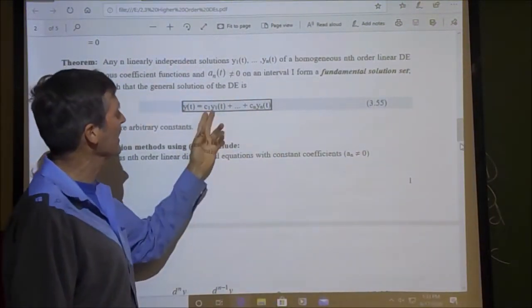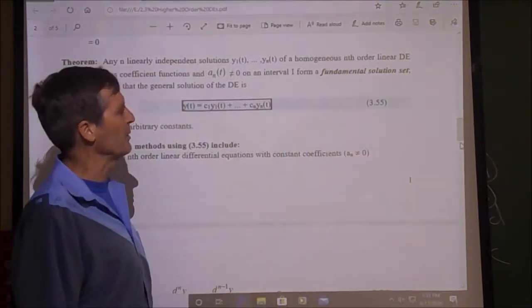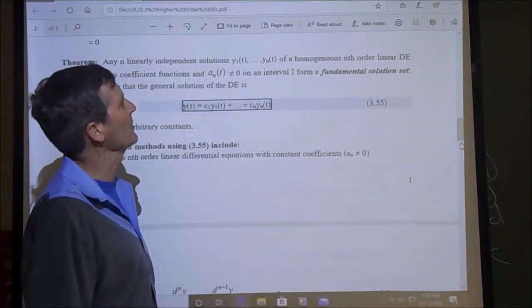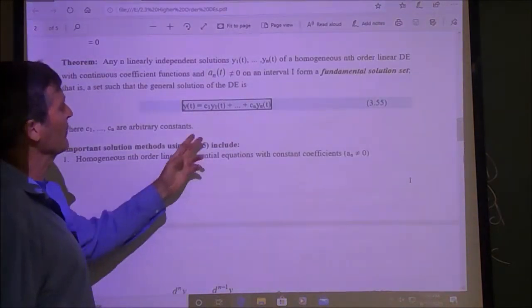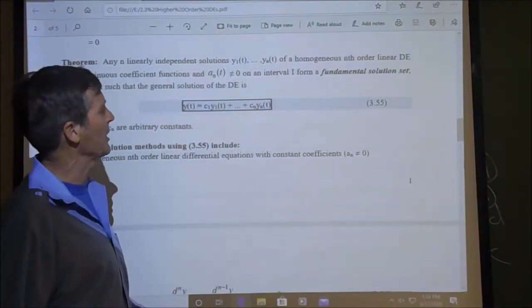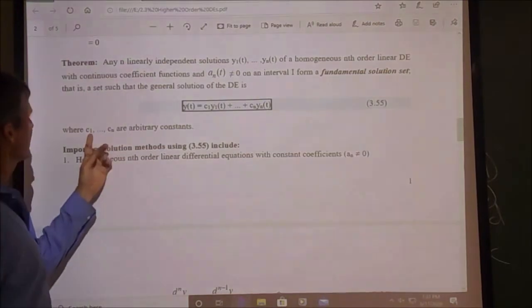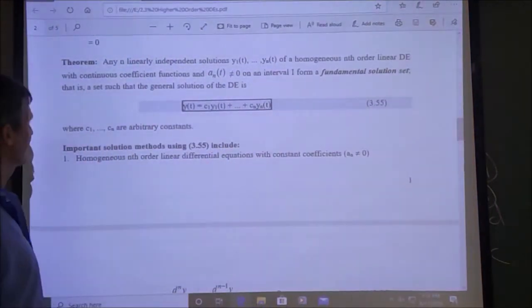How about that? You can write every solution once you get n independent solutions. That's why we went through all this worry about whether they are independent, just because if we know they're independent, we can write the general solution in terms of them, where C1 through Cn are arbitrary constants.